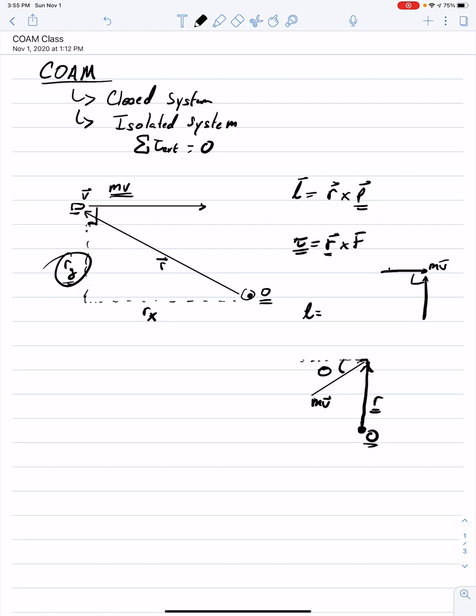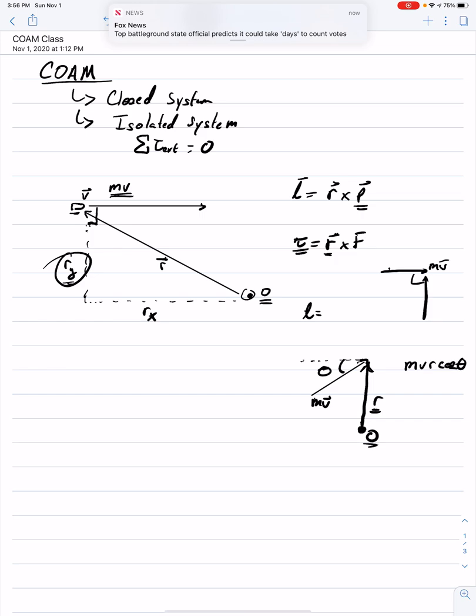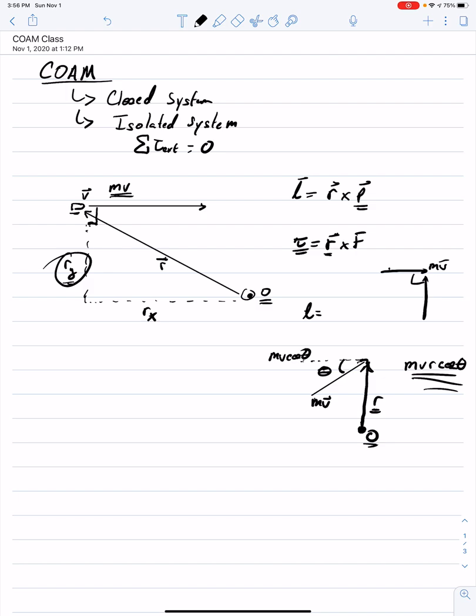And that's going to be mass times velocity times r, times cosine of the angle here. So now you find mass times velocity cosine of the angle, and you have a multiplication where you have the perpendicular. It is the momentum component perpendicular to the distance from the axis of rotation. Okay?